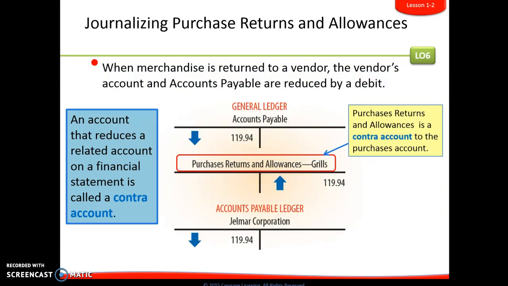When merchandise is returned to a vendor, the vendor's account and accounts payable are going to be reduced by a debit. Remember, a contra account is an account that reduces a related account on a financial statement. So what they're showing us here is the reason that we have a contra account is, yes, we're decreasing our accounts payable, but we want to keep track of what we have for purchases, returns, and allowances. So purchases, returns, and allowances is going to be a contra account to our purchases account instead of just decreasing purchases. Okay?